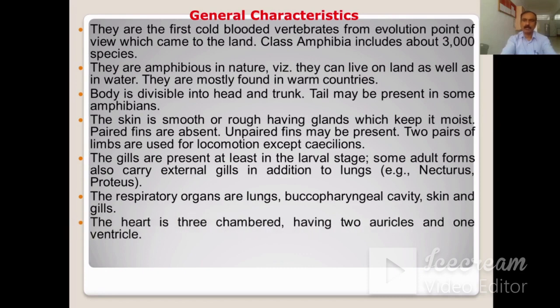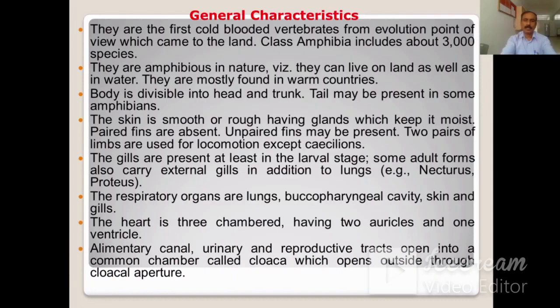When you see the heart, it is three-chambered, having two auricles and one ventricle. The alimentary canal, urinary and reproductive tracts open into a common chamber that is called the cloaca, which opens outside through the cloacal aperture. There are 10 pairs of cranial nerves in the amphibians.